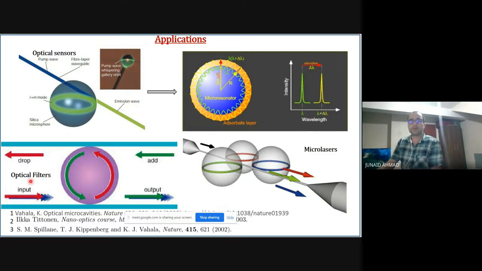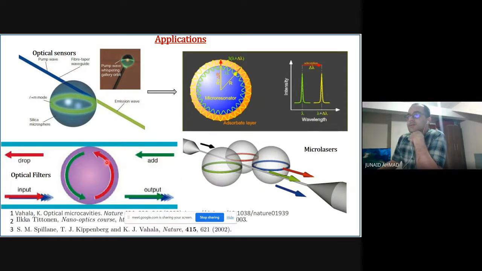And next, they can be used as optical filters as well. In the optical filters, when you confine the light inside an optical microcavity, you bring an optical fiber near to it. This light can go through this way, and at the same time, some of the other light can drop into another optical fiber this way. And this way, we can add as well as drop whichever wavelength we want from the optical fiber.